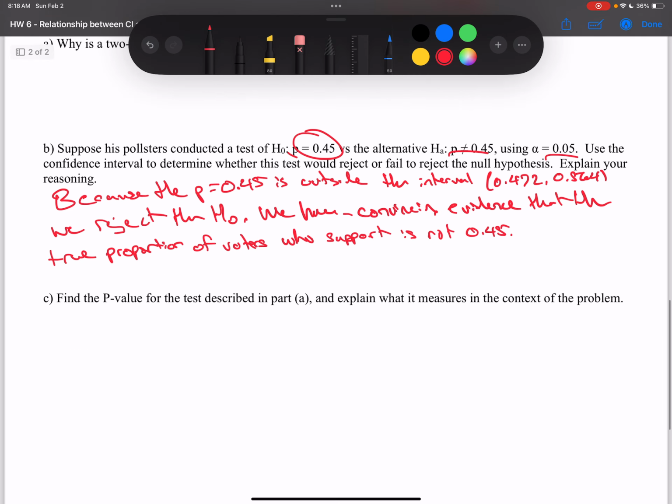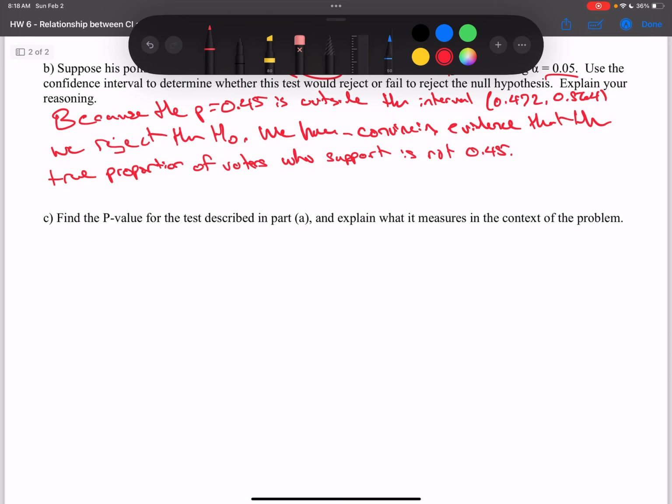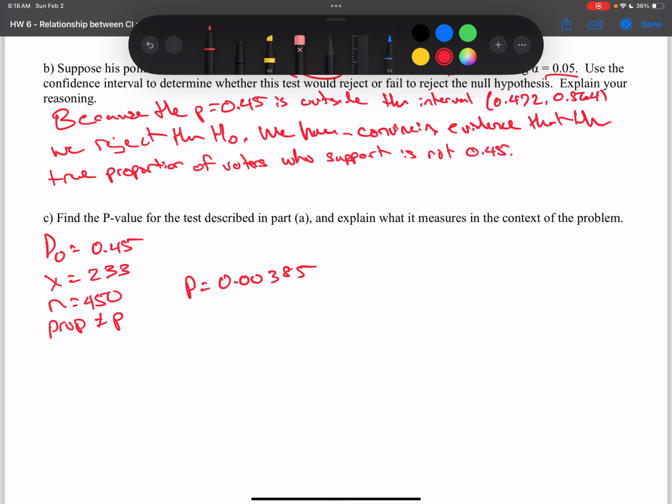Okay, so last up, find the p-value for the test as described in part A and explain what it measures in the context of the problem. Okay, so we have 0.45 for our p0. We have an x of 233. We have an n of 450. And we're looking at the not equal to p as our proportion. And we can throw all that in our calculator, and that will spit out a probability of 0.00385. Okay, and then it says explain what this number means.